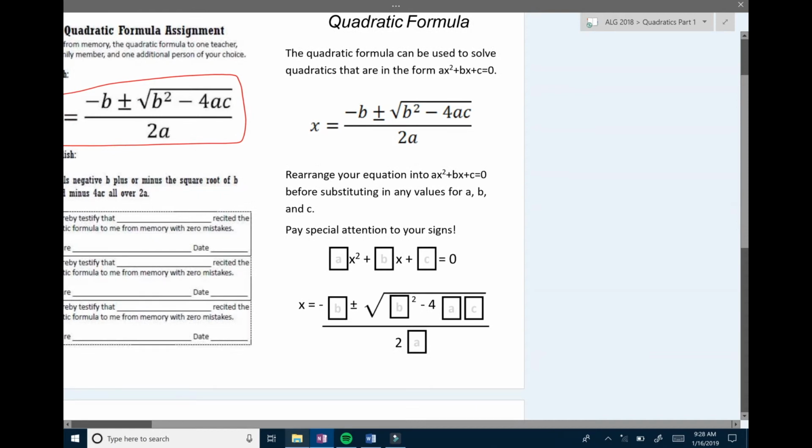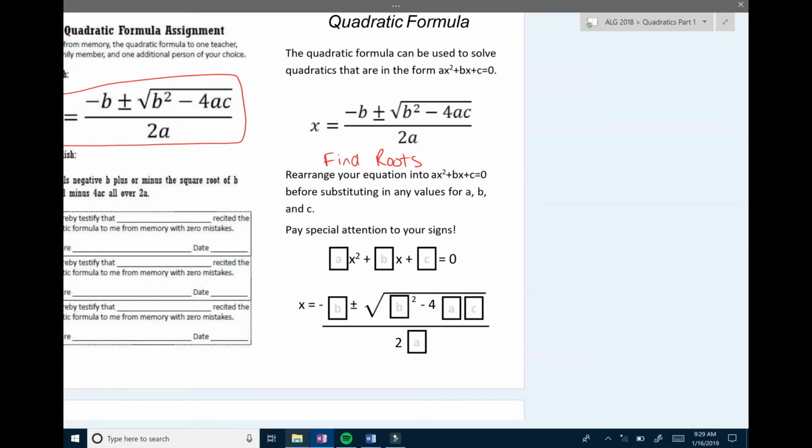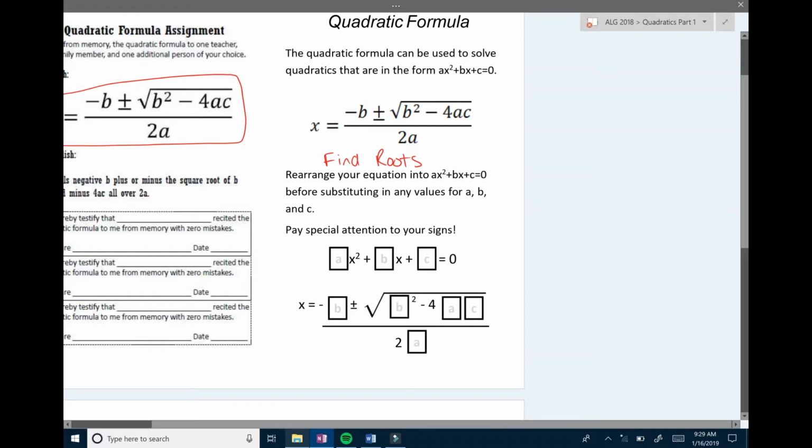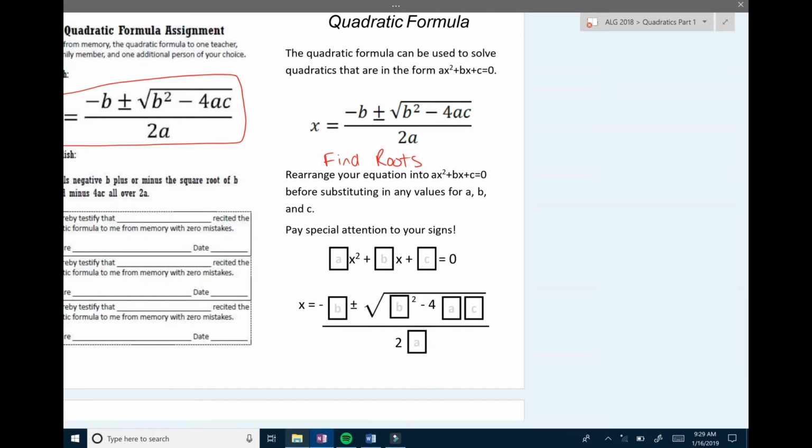Now let's talk about what this whole thing is. This whole thing is going to be able to find our roots. So we're going to use this equation to find our roots. Let's say you don't want to factor, and factoring, remember, is the X method or the reverse box method. Let's say you don't want to do that. Well, you could use this formula to find the roots. And like I said, x is equal to negative b plus or minus the square root of b squared minus 4ac all over 2a. If you remember that, you can remember the formula and easily get this problem.